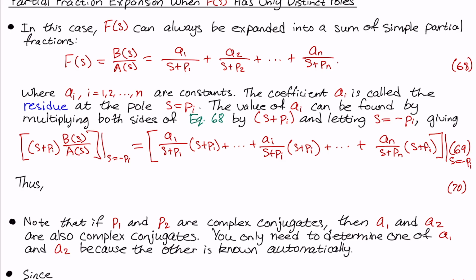So on the right-hand side, we are going to end up eliminating every single term except for a sub i, because every single term is going to be multiplied by 0, because we have s plus pi, and s is going to be equal to minus pi, so that will give us 0. And as a result, we'll eliminate every single term on the right-hand side except for ai, and then this will give us that a sub i is equal to s plus pi, that quantity multiplied by b of s divided by a of s, all of that evaluated at s equals minus pi.